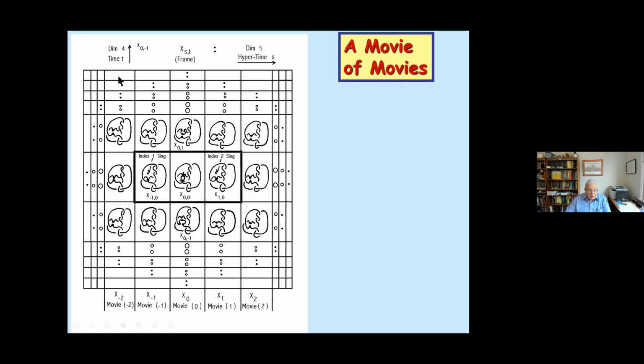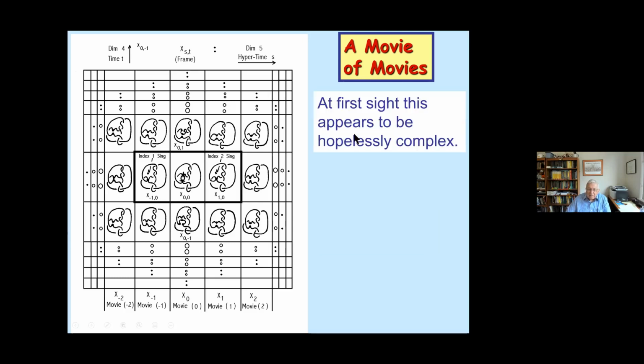Each of these vertical columns represents a movie. As you move from left to right, each vertical strip represents the higher dimensional movie. We're actually looking at an object in five-dimensional space. Codimension 2: it's dimension 3, 2 dimensions less than the ambient space. This looks very complicated. And at first it does, but surprisingly, this simplifies. It looks hopelessly complex.